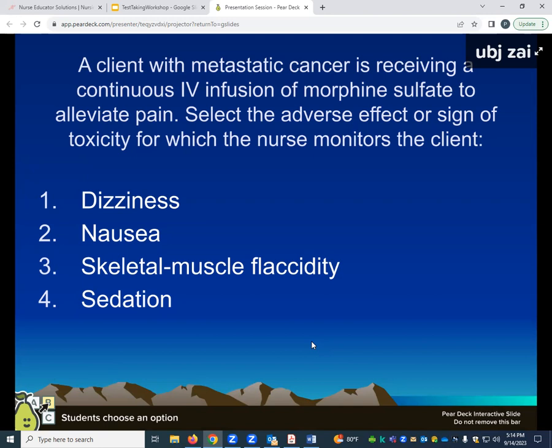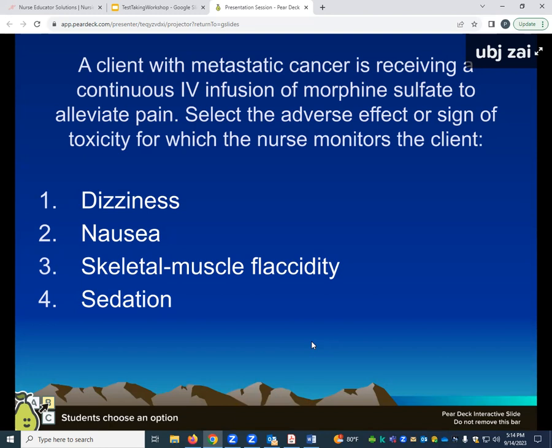Yeah, I'm not hearing any comments, so I will move on because I want to make sure we get this done. The keywords in here are adverse effect or sign of toxicity. We're not looking for a side effect of morphine. We're looking for an adverse effect.